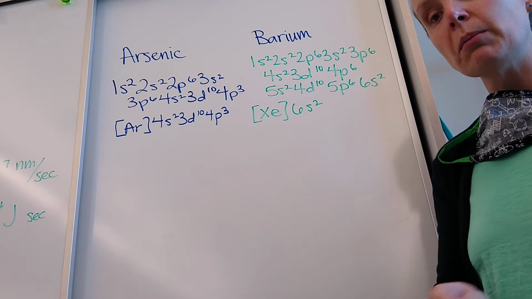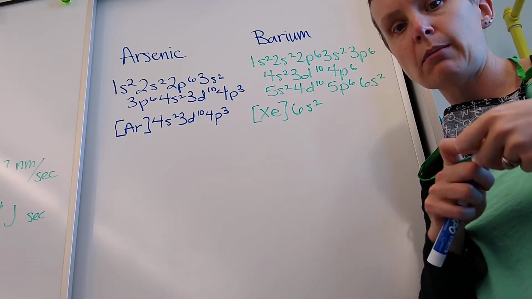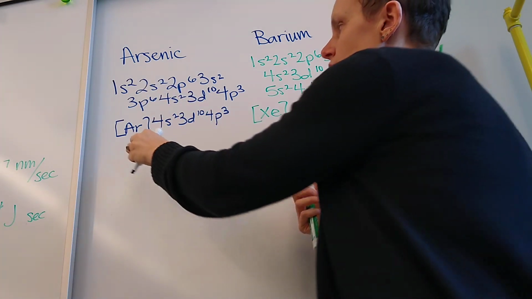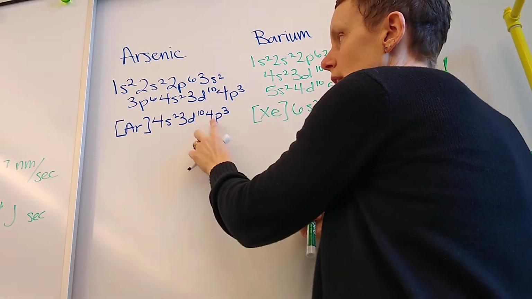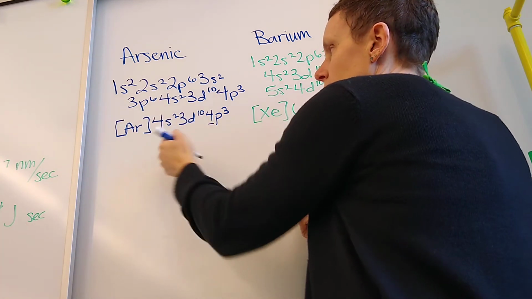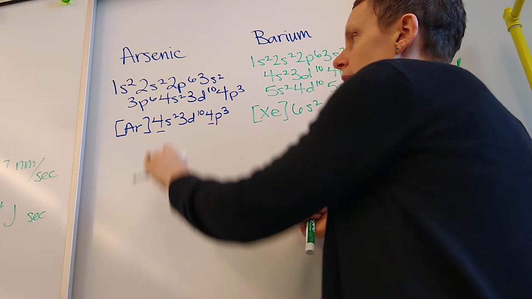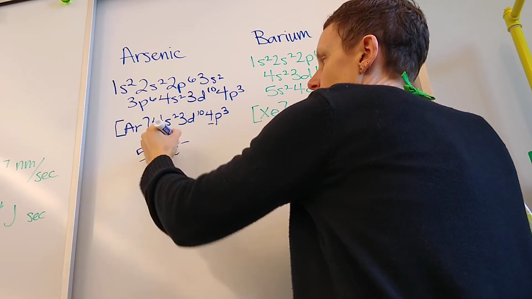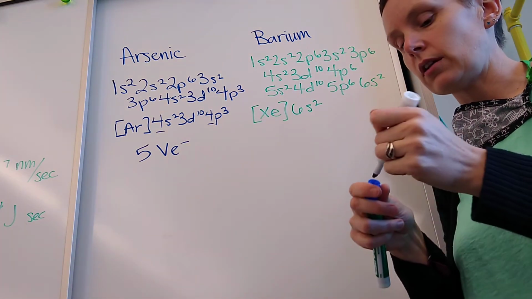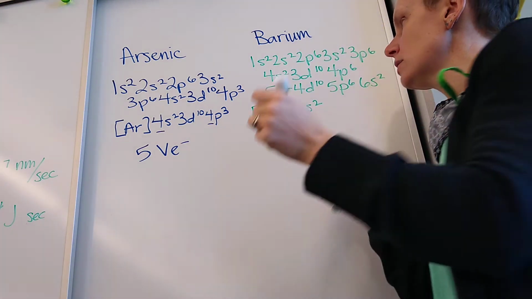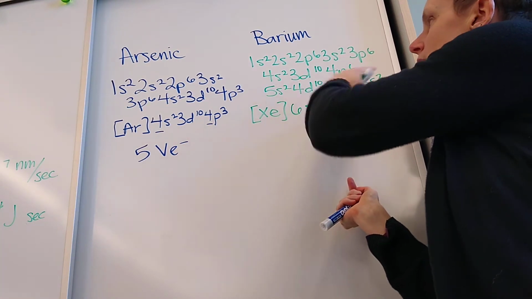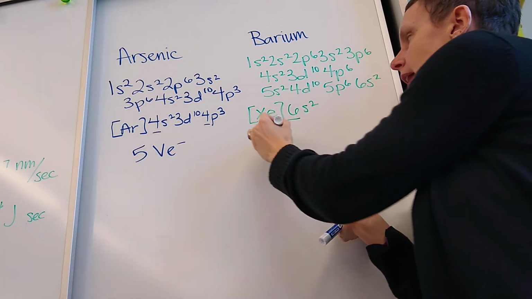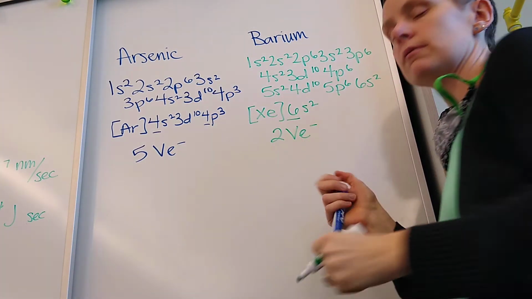Number 2 is determine the number of valence electrons. Well, it's the highest energy level. If I look even at just the abbreviated configuration, the highest energy level for arsenic is level 4, here and here. There's 2 electrons here and 3 electrons here. So arsenic has 5 valence electrons, okay? Barium's valence electrons are going to be in level 6. The highest energy level in its entire configuration is level 6. It has 2 electrons in that level, so 2 valence electrons.